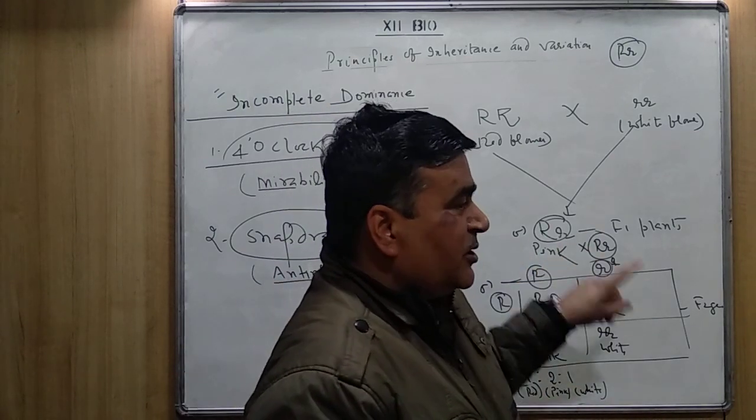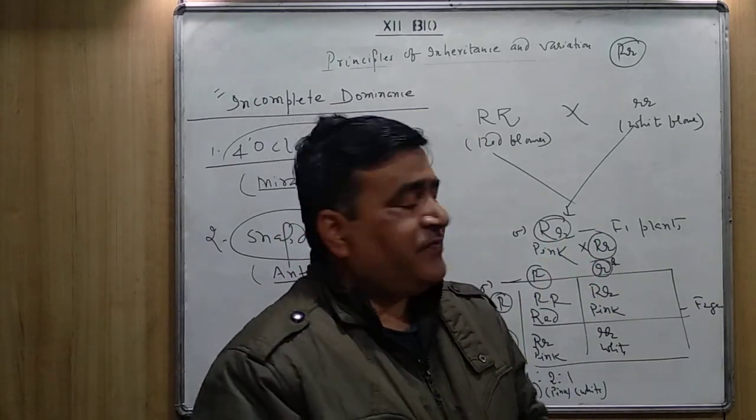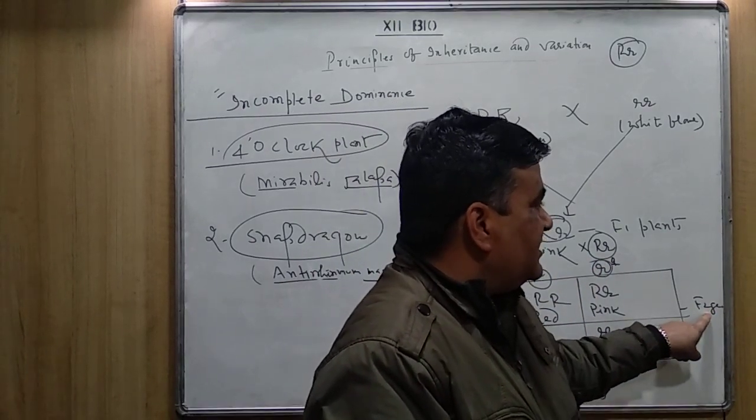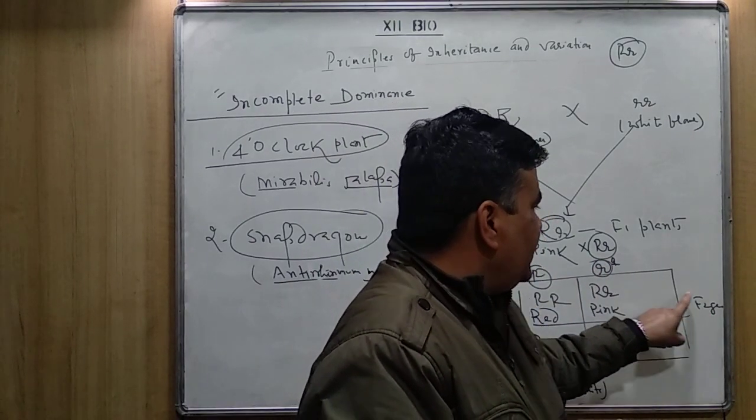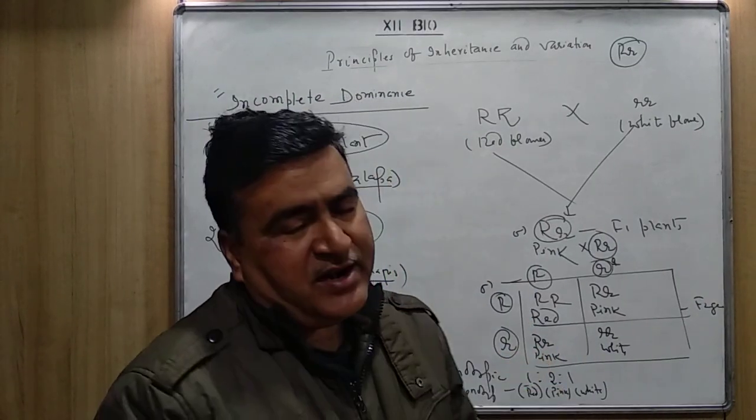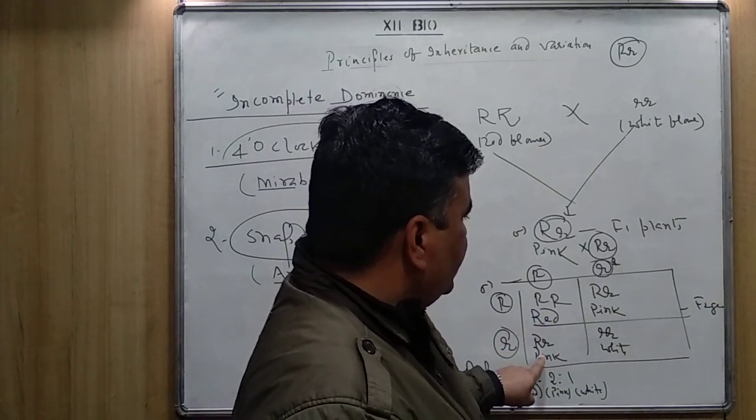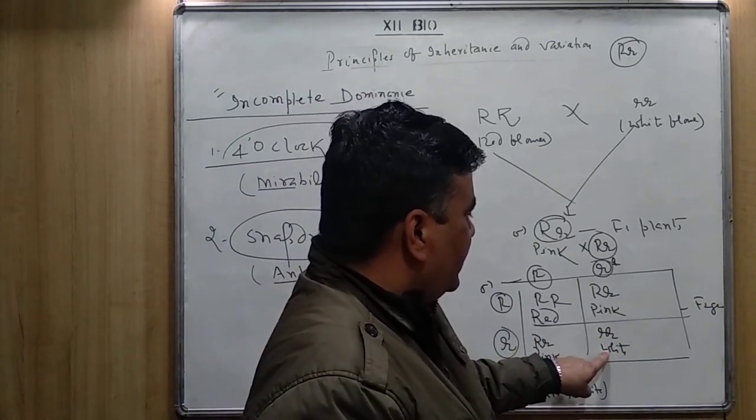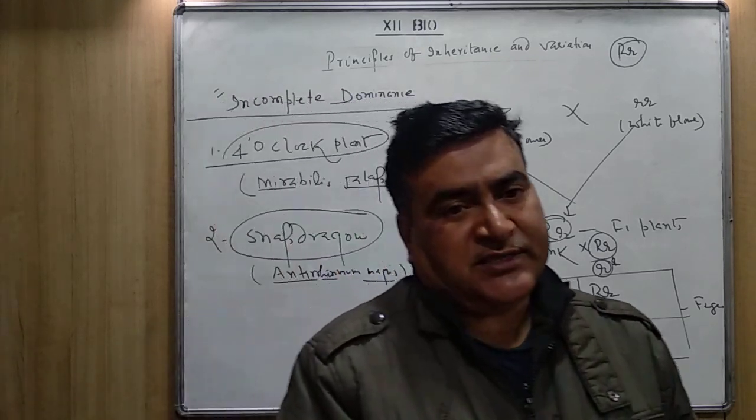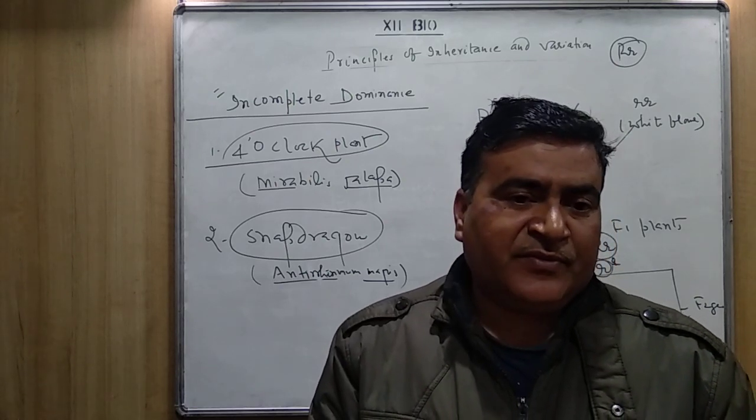And after self-crossing, here the same plant, because the flower is bisexual, in self-crossing in all the F2 generation plants, again the plants appeared in the ratio 1:2:1. One was red, two were pink and one was white. So here the phenotypic and genotypic ratio both are same in the incomplete dominance.